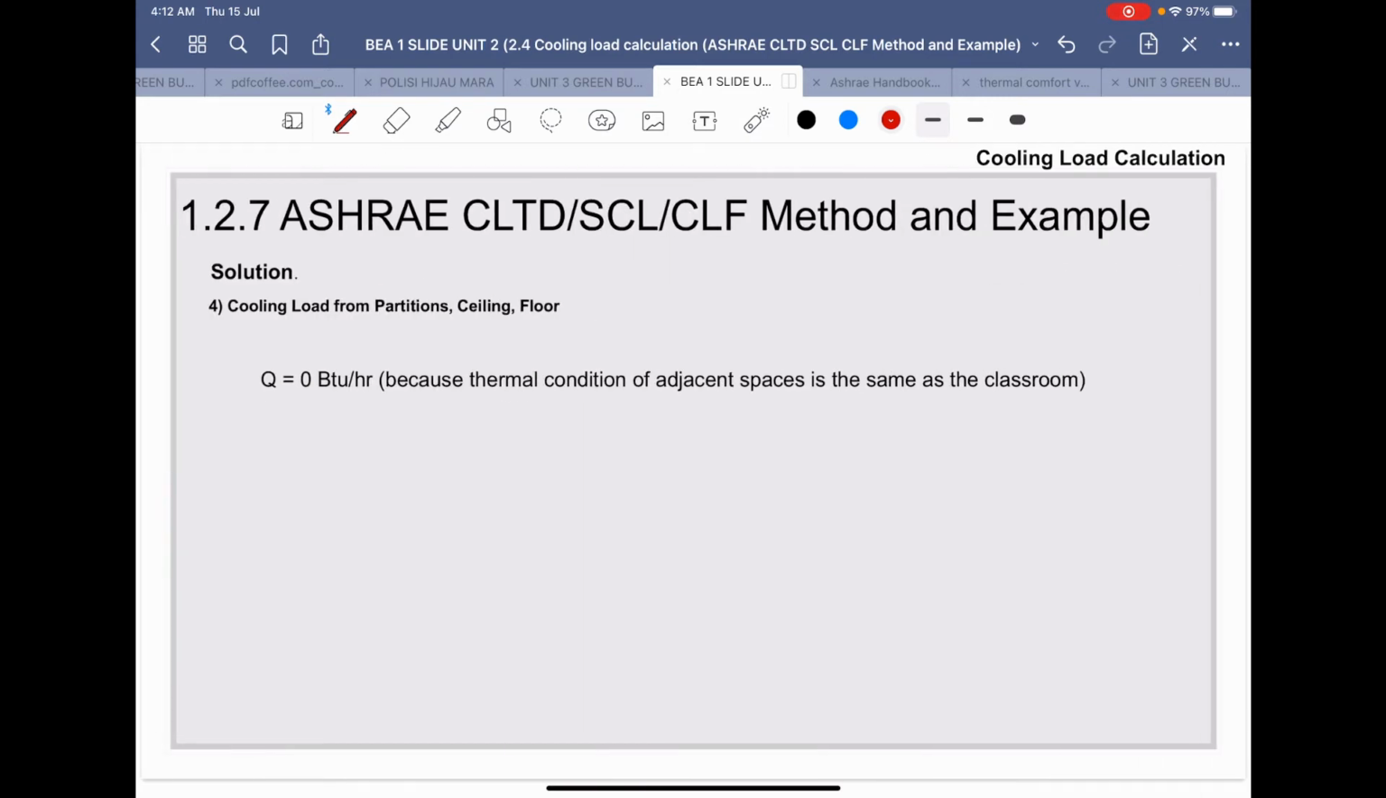Okay. How about the cooling load from partition, ceiling or floor? Remember that the partition, ceiling and floor are not exposed directly to the outdoor condition, outdoor air. So, 0 BTU per hour we are assuming, because the thermal condition of the adjacent space is the same as the classroom. There is no direct heat transfer here.